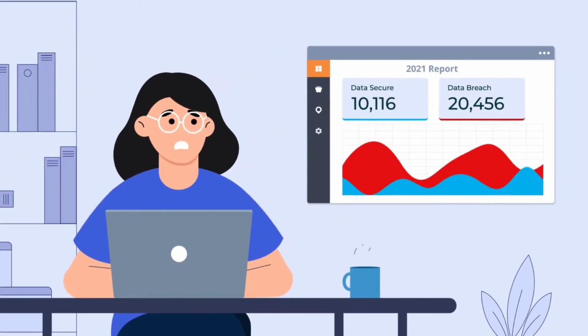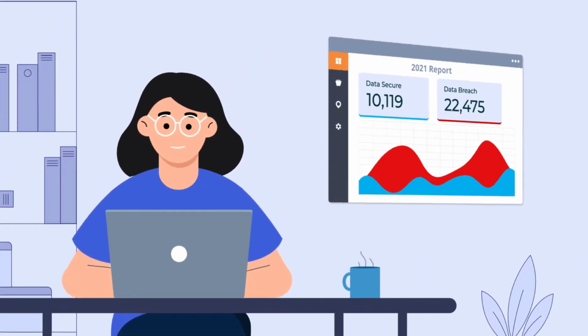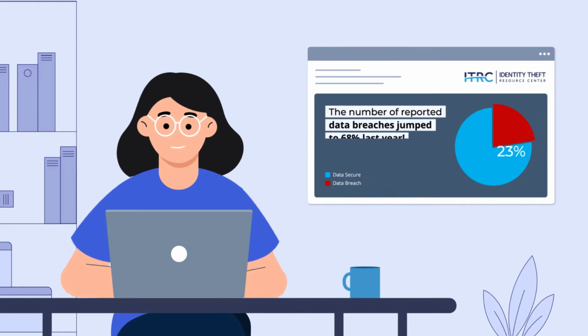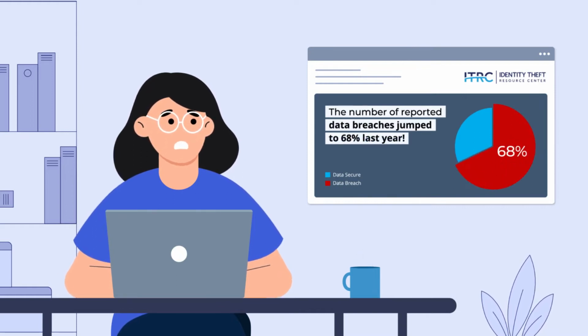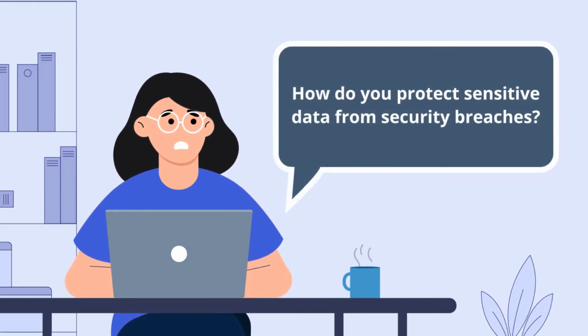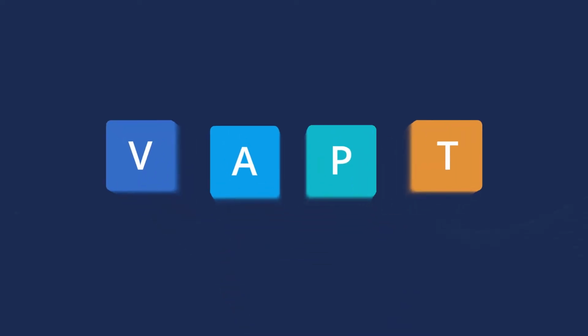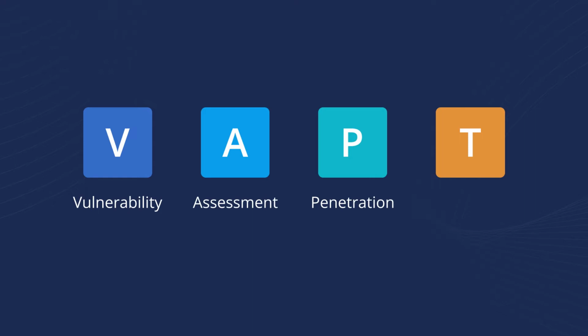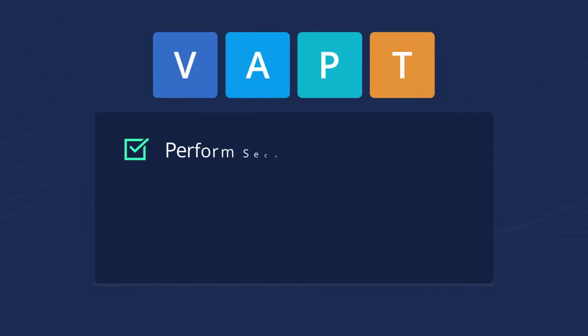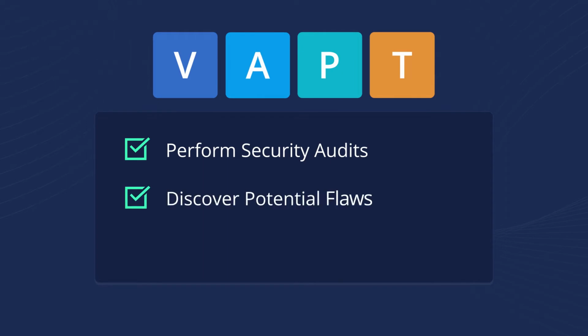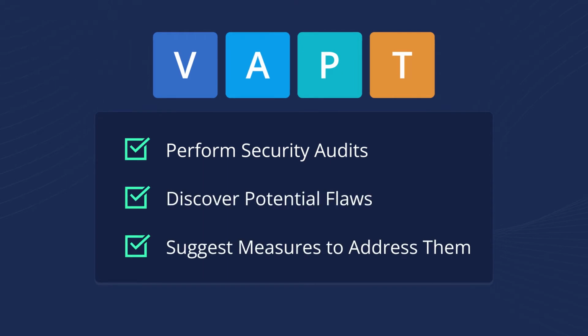Data breaches broke the record in 2021. According to a new report, the number of reported data breaches jumped to 68% last year. So how do you protect sensitive data from security breaches? The answer is simple: with vulnerability assessment and penetration testing. VAPT enables organizations to perform security audits, discover potential flaws, and suggest measures to address them.